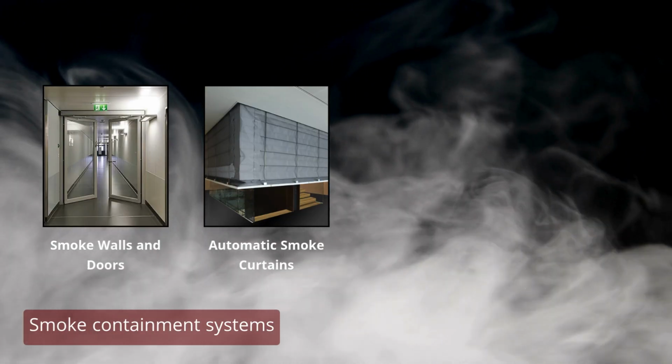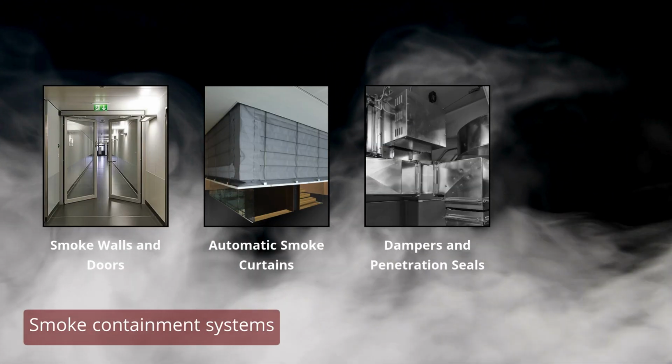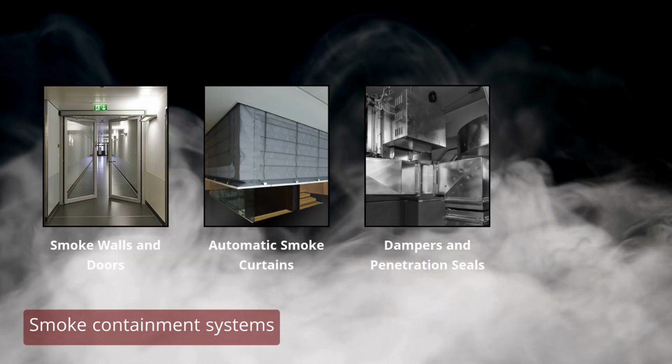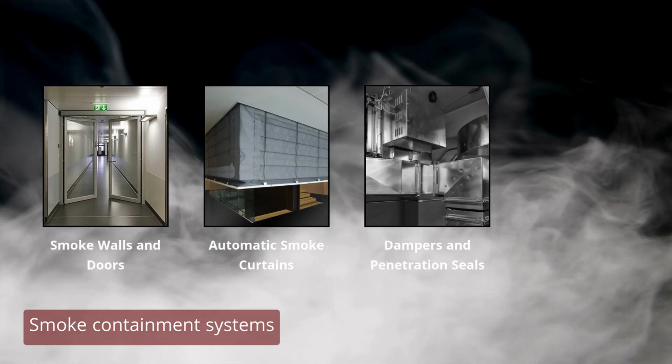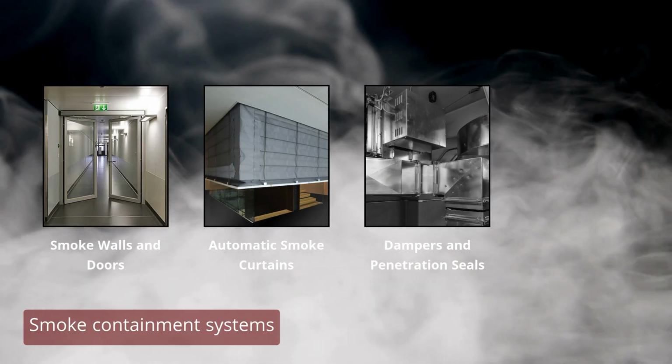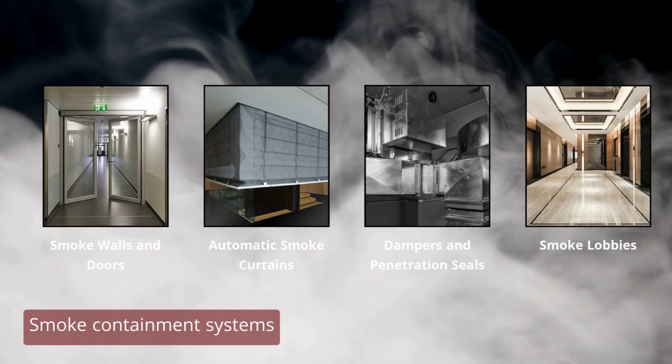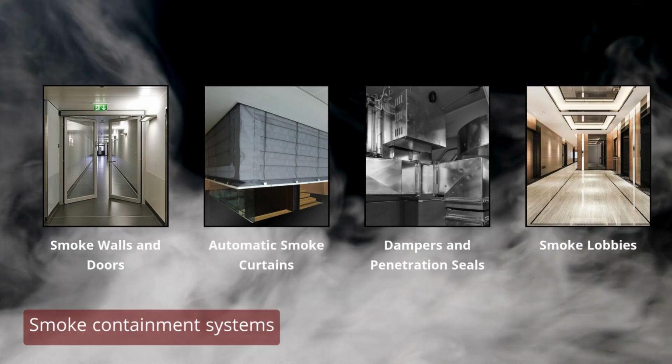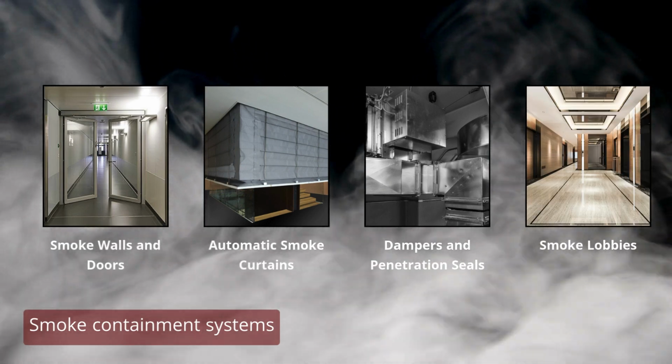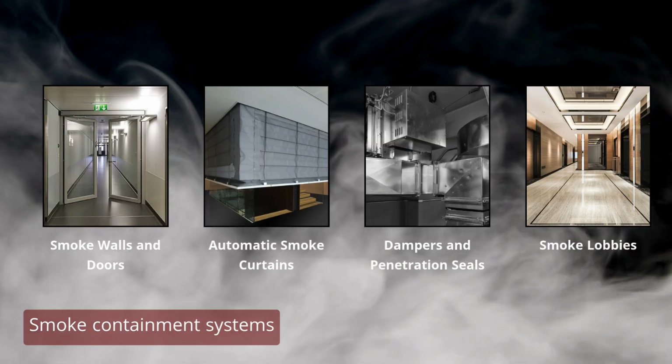Innovations like pneumatic seals enhance their effectiveness. Dampers and penetration seals, installed in air ducts and joints, these components prevent smoke leakage and maintain compartmentalization integrity. Smoke lobbies, mandatory in certain buildings, these act as buffers between fire-affected areas and escape routes.